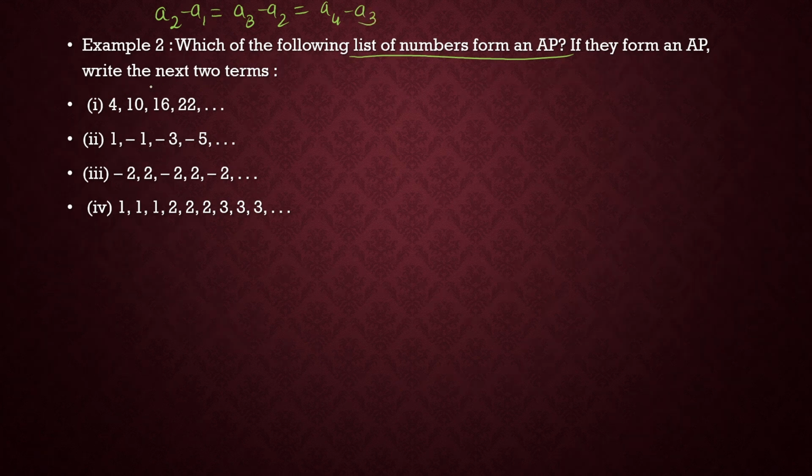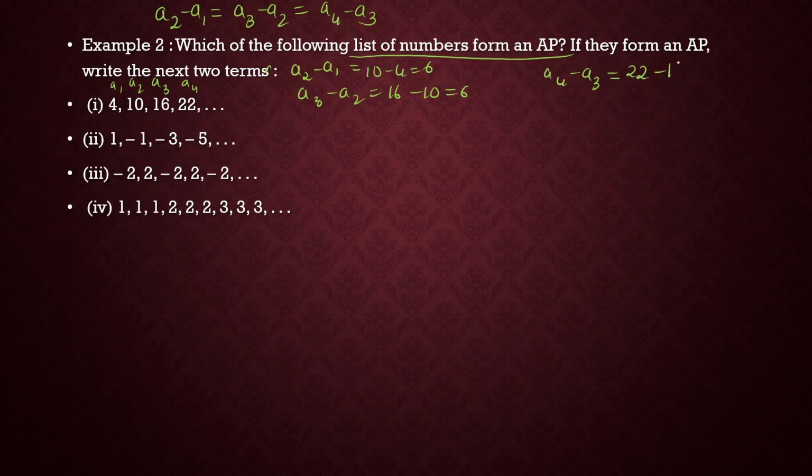So here, this is your A1, A2, A3, A4. What about A2 minus A1? That is equal to 10 minus 4, which is 6. What about A3 minus A2? 16 minus 10, that is again 6. And what about A4 minus A3? That is equal to 22 minus 16, which is also 6. So here this condition is satisfied in the first case. So this is an AP. Now let's move on to the second one.